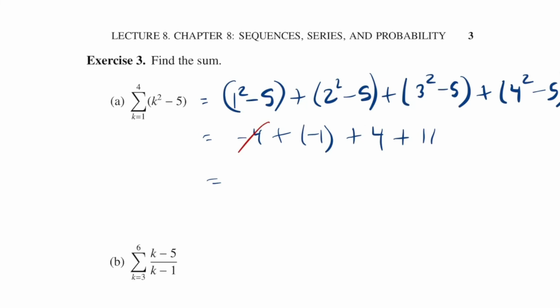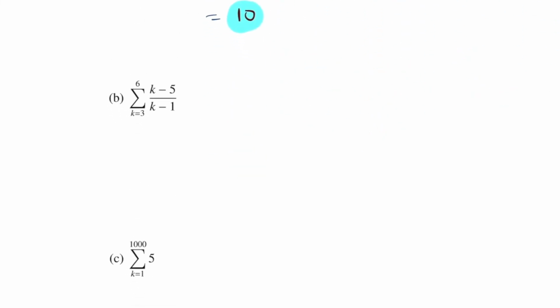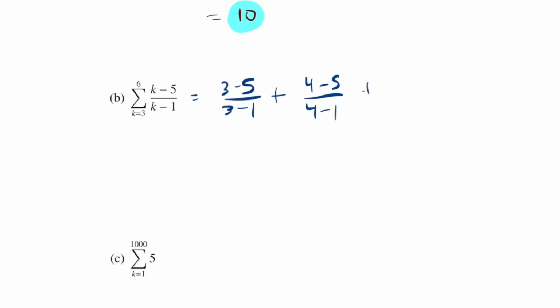All right, same thing with this one. You start with 3 this time, and you end at 6. So if you start with 3, you're going to get 3 minus 5 over 3 minus 1, plus, then you go to 4 minus 5 over 4 minus 1. Then you go to 5. And finally, 6. All right, and if you simplify these, you should get negative 2 over 2 plus negative 1 over 3 plus 0 plus 1/5.